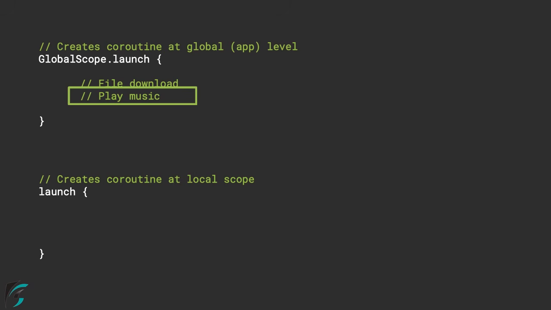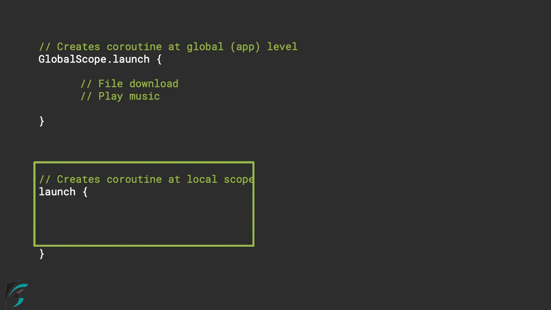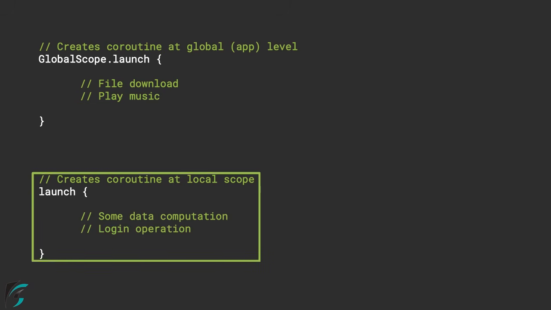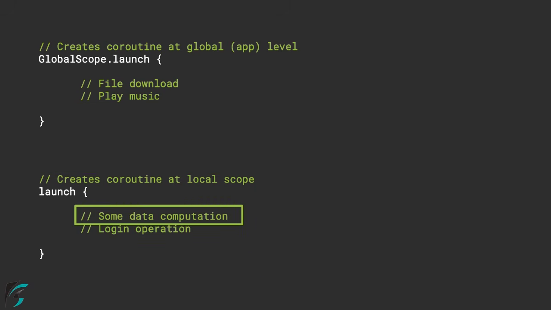Just start playing the music and it has nothing to do with your other ongoing tasks. Great, isn't it? Now, moving forward for the launch function, you can use it where you want to compute some values within a local scope and end it there only. Or you want to log in and you need to end that login operation right there. Then you can simply use the launch function. So I hope it makes sense now when to use what.